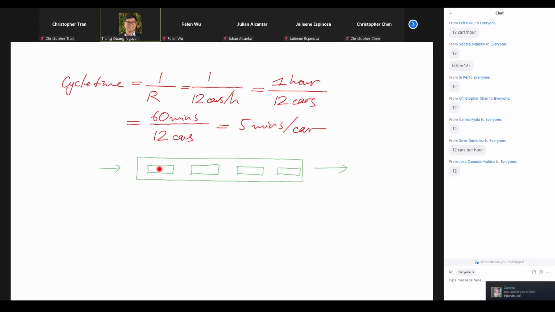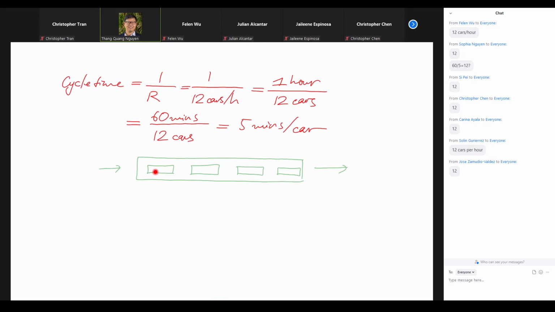Okay, so after every 5 minutes, the first car will exit, the second car will go here, the third car will move here, the fourth car will be here, and then the next car will come in, right? So that's the cycle time.